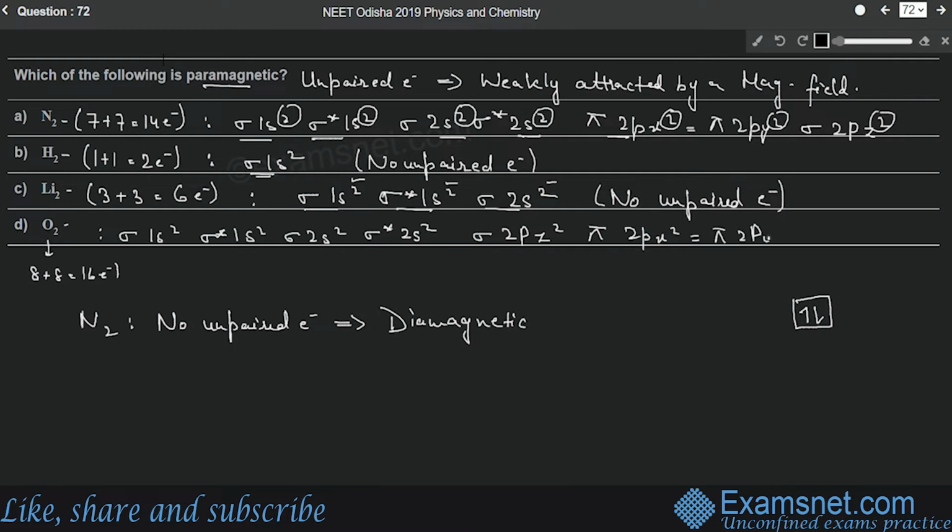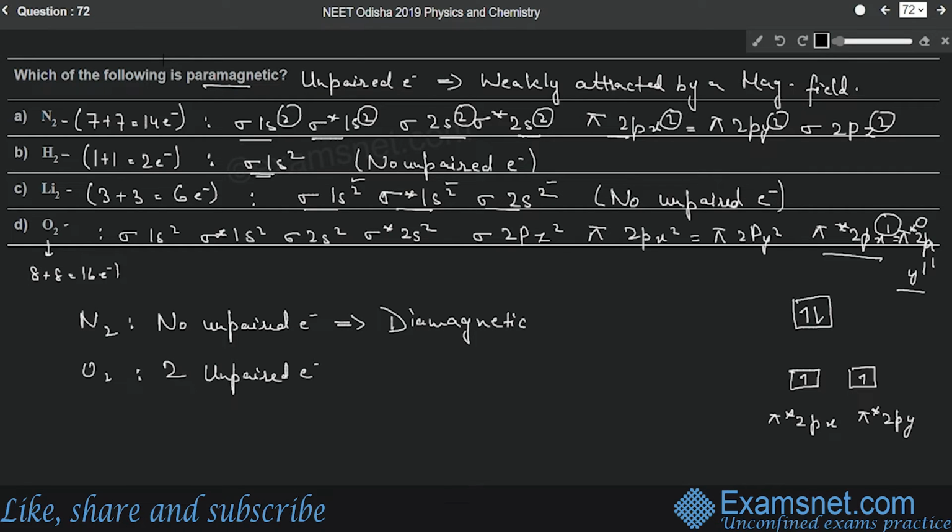pi 2py2, then we have pi star 2px1, pi star 2py1. Okay. So here we can see in the last part that we have one electron only in one orbital. That means these are pi star 2px and pi star 2py, and both orbitals have one electron only. That means these are unpaired electrons. Okay. So oxygen has unpaired electrons. O2 has 2 unpaired electrons. Okay. That means it will be paramagnetic in nature. Therefore, option D will be the correct answer.